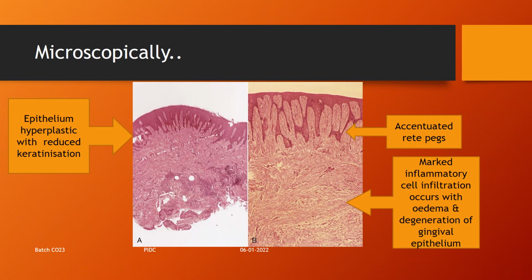Microscopically, you can see that the epithelium is hyperplastic with reduced keratinization, and also this accentuated rete pegs. You can also see marked inflammatory cell infiltration with edema and degeneration of the gingival epithelium.